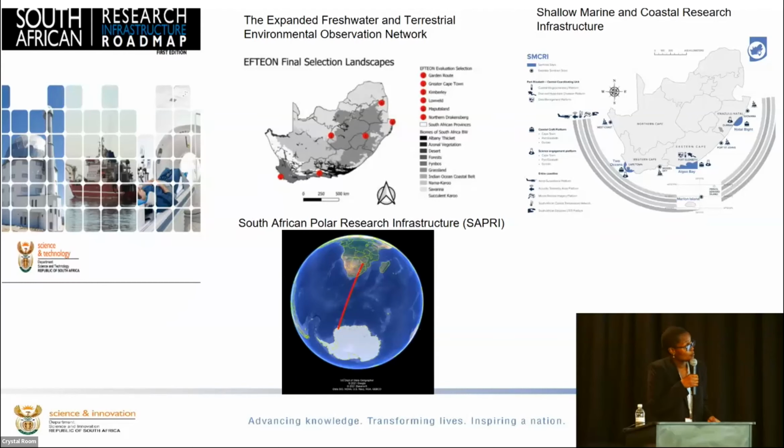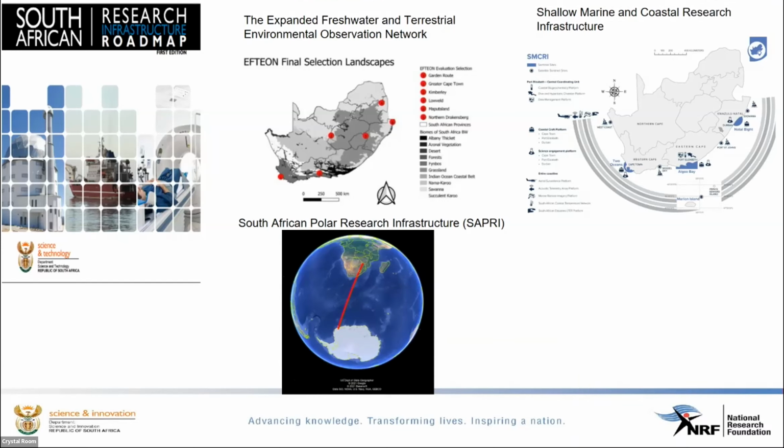Then we've got the Shallow Marine and Coastal Research Infrastructure, SMCRI, where we want to take observations across the whole coastline of South Africa, as well as within the shallow waters. So we've got a number of platforms. We've got an aircraft, we have some ships, and we've got a hyperbaric chamber which is used for the divers. So there's a whole lot in terms of the platforms that have been established.